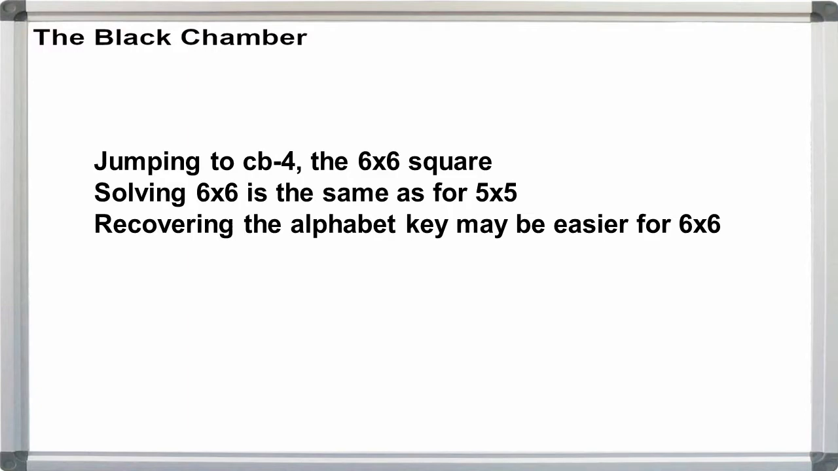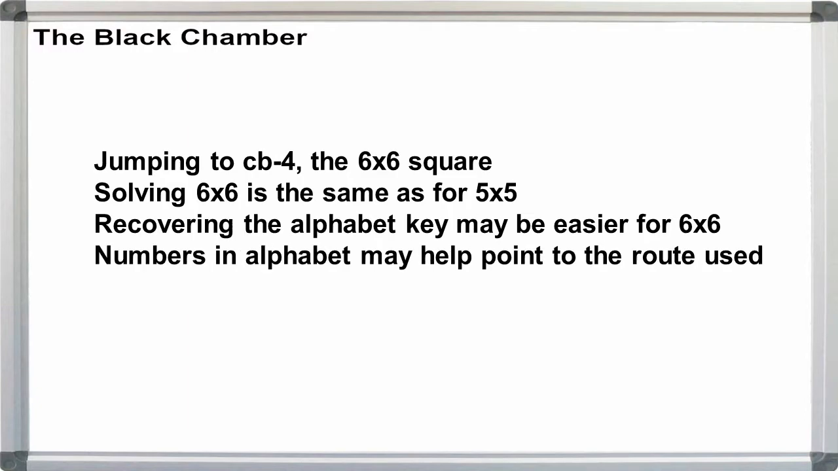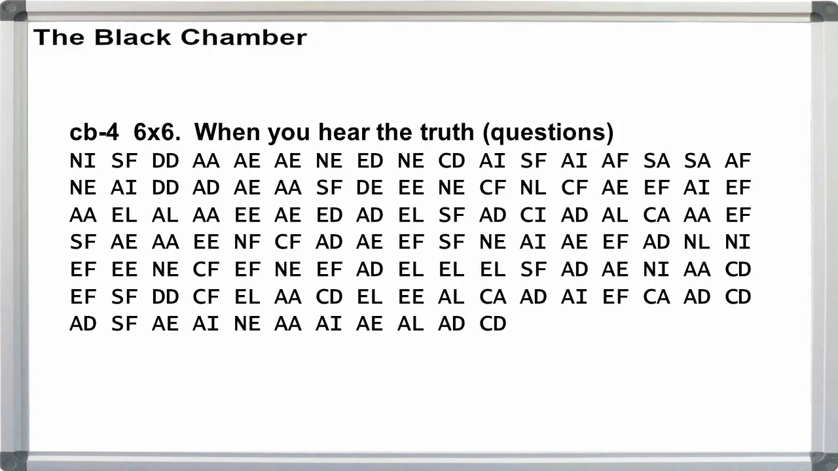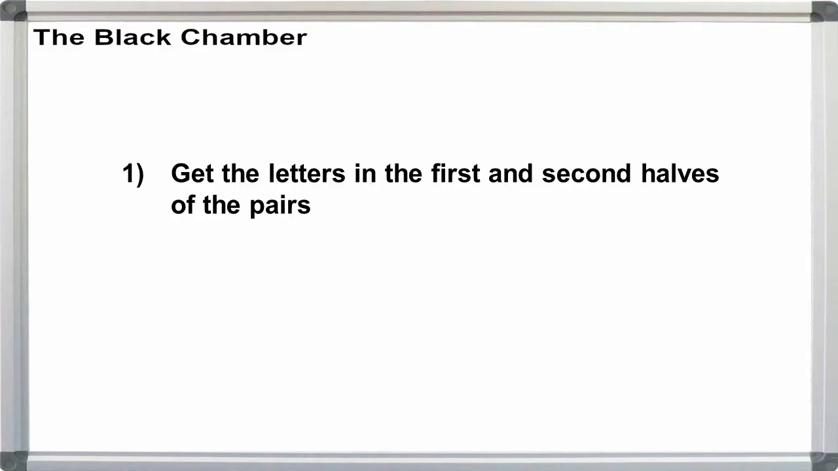Keyword recovery can be a little easier for 6x6 because the numbers in the square can help point to the route used. Cb4, 6x6, when you hear the truth. Hint word, questions. The first step is to identify all of the letters that appear in the first and second positions of the pairs. Second, anagram them to see what words they can form.